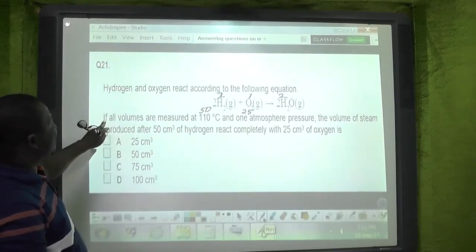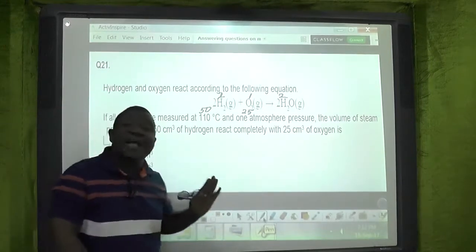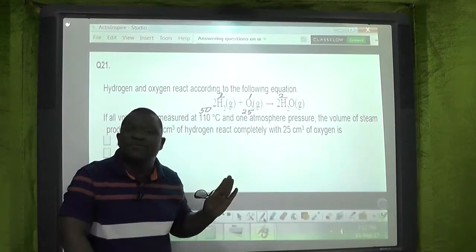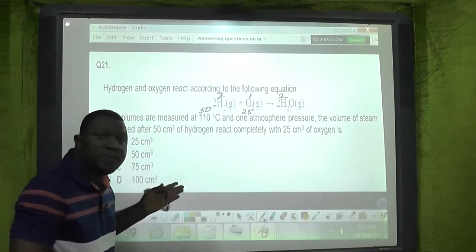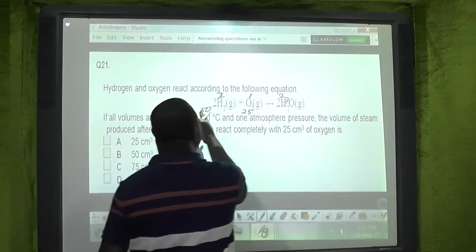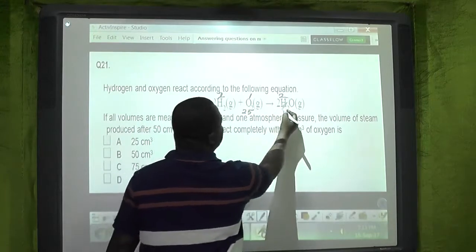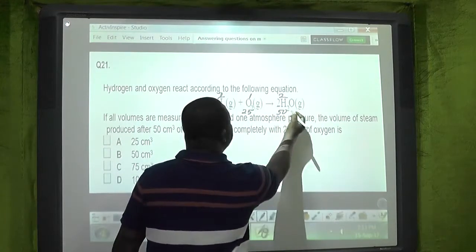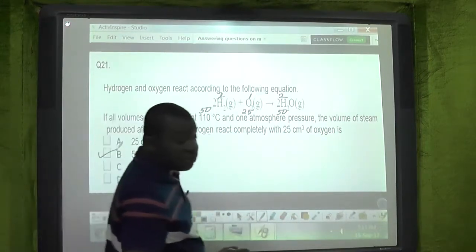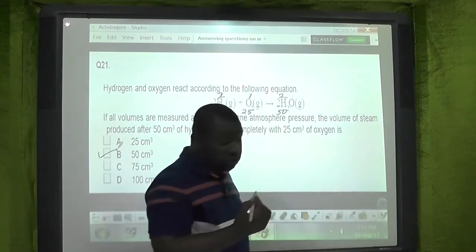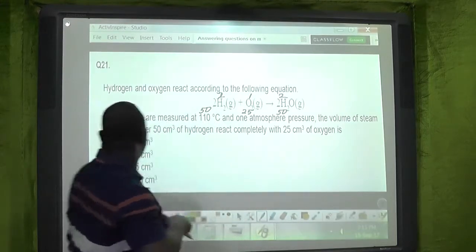So, what are they asking? They are asking the volume of steam produced. They are not asking for the volume of gas at the end of the reaction. They are asking for the volume of steam produced, or they may say the volume of the product. So the volume of the product will be, of course, the volume of this, because it's 2 here and 2 here. If this is 50, 25, this will be 50 because it's 2. So the volume of steam produced is 50 cm³. And that's option B. I will check if we are correct. Option number B is also correct.